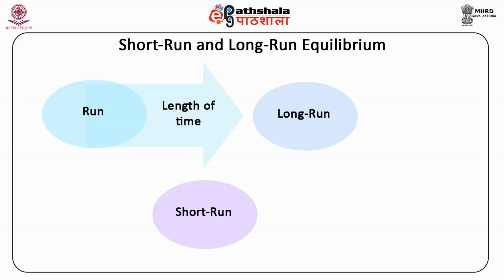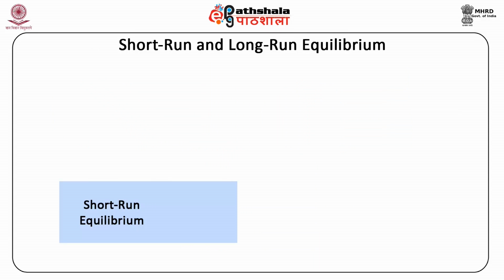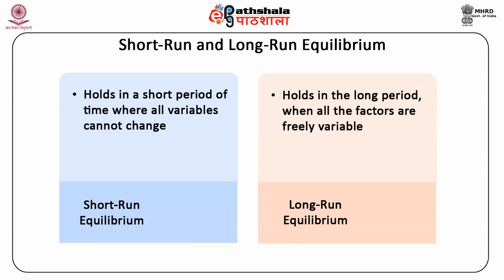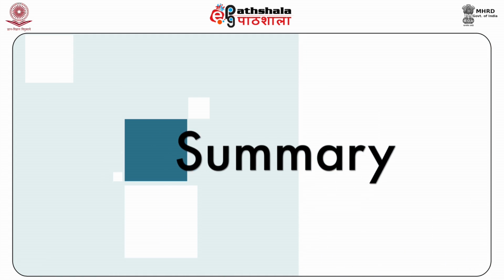A run is a length of time not exactly specified. If all the factors of production can be varied during a length of time, it is called the long run. If some variables can be varied but others cannot, that is, are fixed, it is the short run. A short run equilibrium is one that holds in a short period of time where all the variables cannot change their values. A long run equilibrium is the one that holds in the long run when all the factors concerned are freely variable. Let us now summarize what we have learnt.